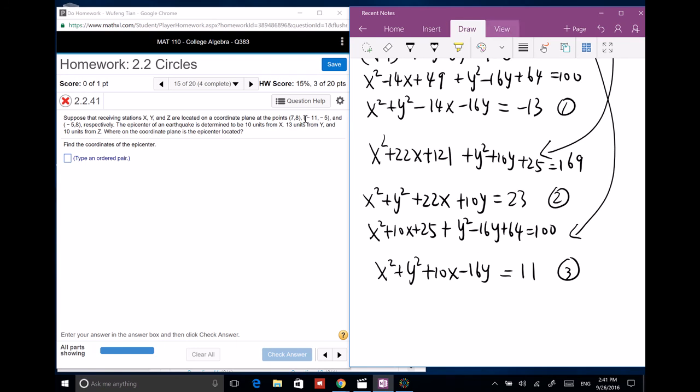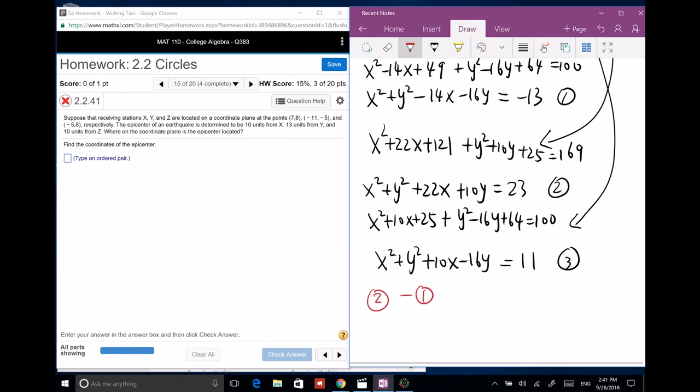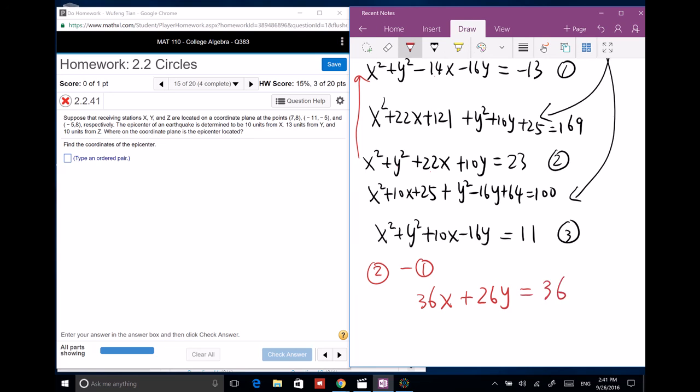Now I use equation 2 minus equation 1. The x squared terms cancel out, and the y squared terms cancel out. 22 minus negative 14 is 36x. 10y minus negative 16 is plus 26y. 23 minus negative 13 is plus 13, which is 36. Great. Now I can use the second one minus the third one. The x squared terms cancel out.